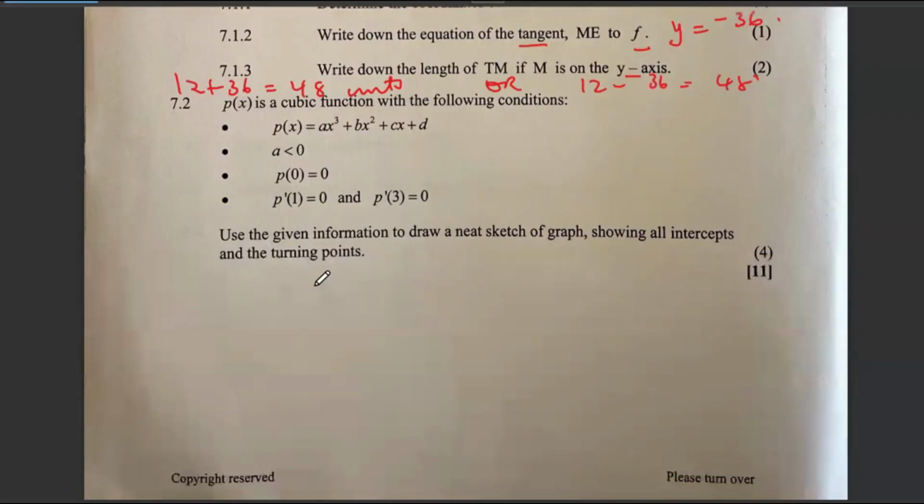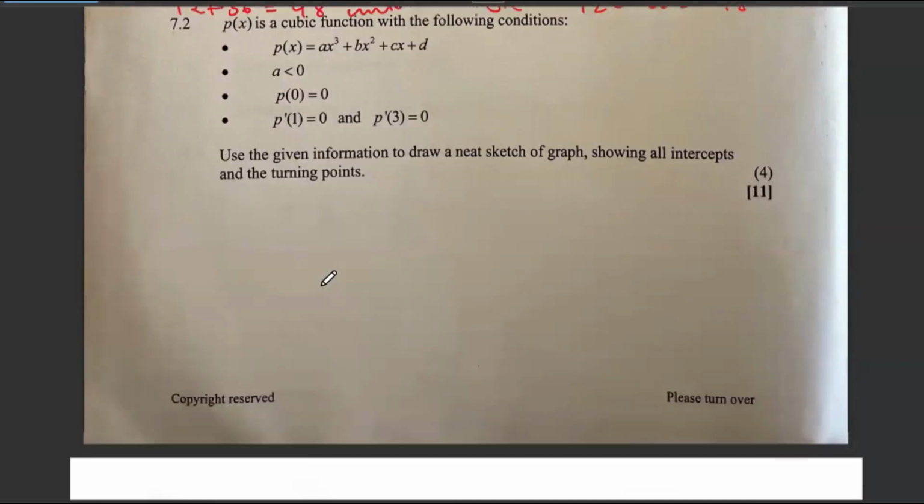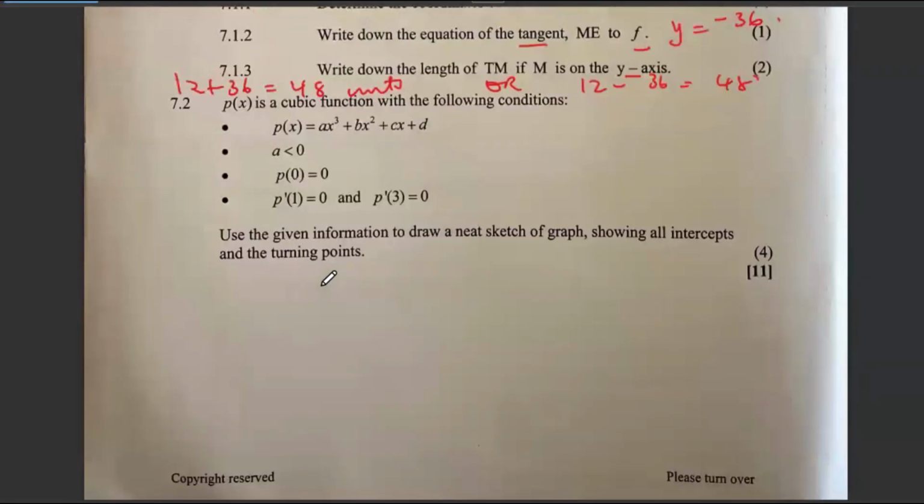7.2, we have a description of a function, and then they want us to sketch the function. All right. So P is a cubic function with the following conditions. The shape of a cubic can be like that, or it can be in that sort of format, okay? So a is less than 0, meaning that this is the correct shape to go with. Then P of 0 is 0. What does that mean? When x is 0, y is also 0, meaning that this graph is passing through the origin. And then the first derivative of 1 is 0.